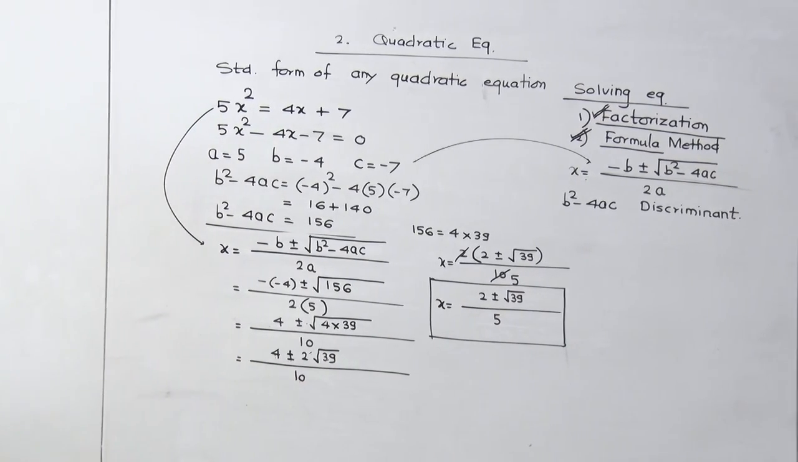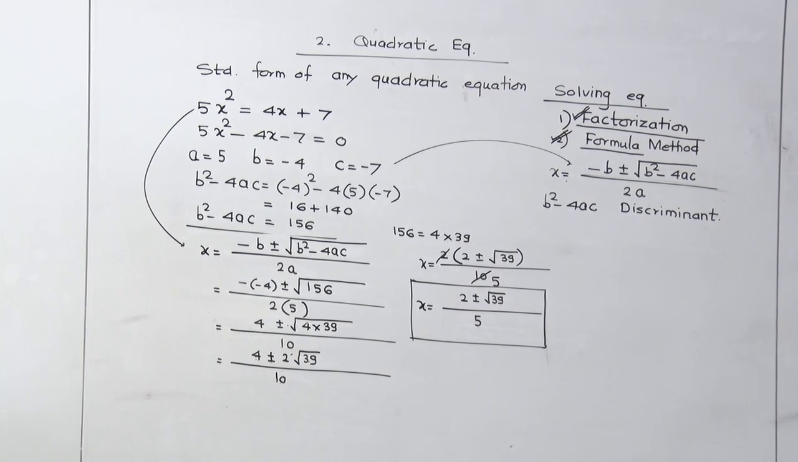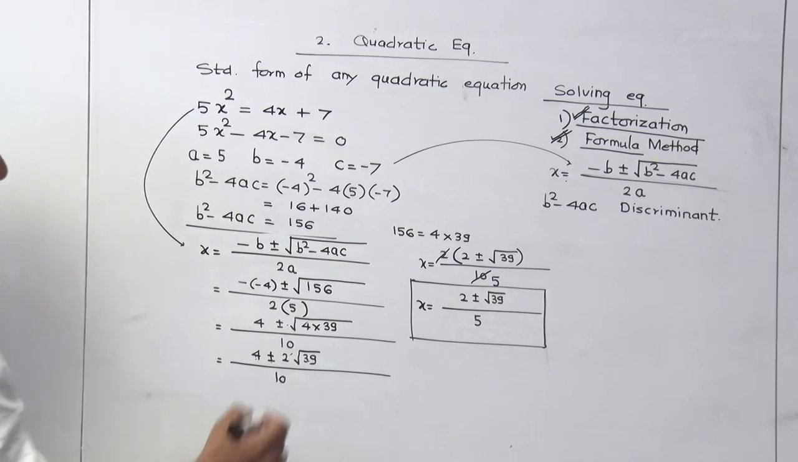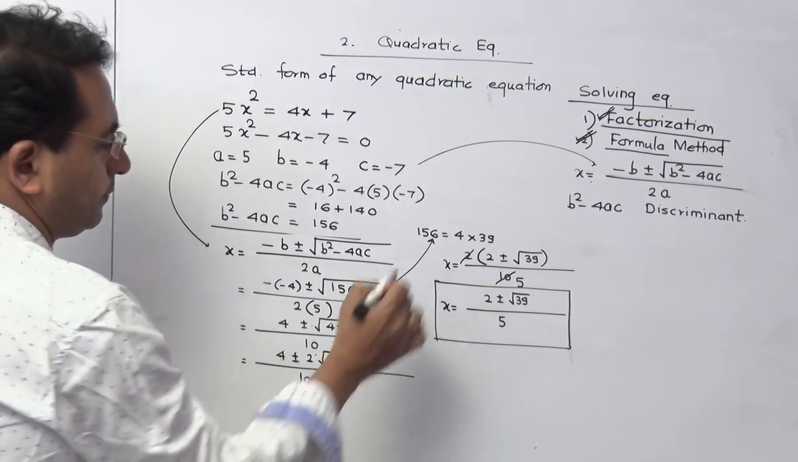I hope this is clear to you. This is one of the important questions in the textbook. Because you are getting some number which is still factorizable like this.